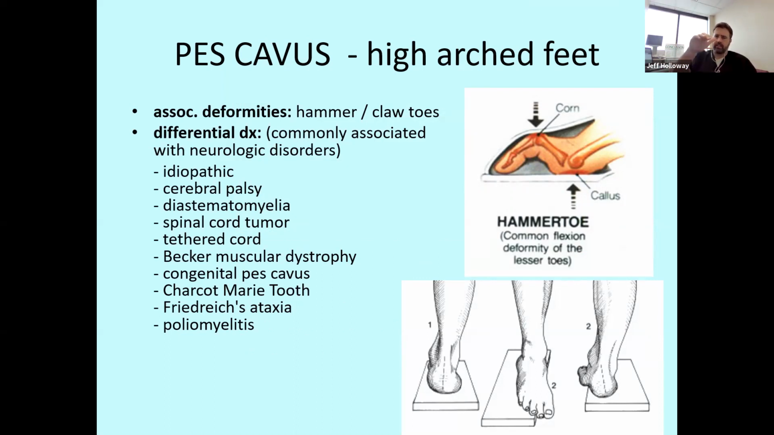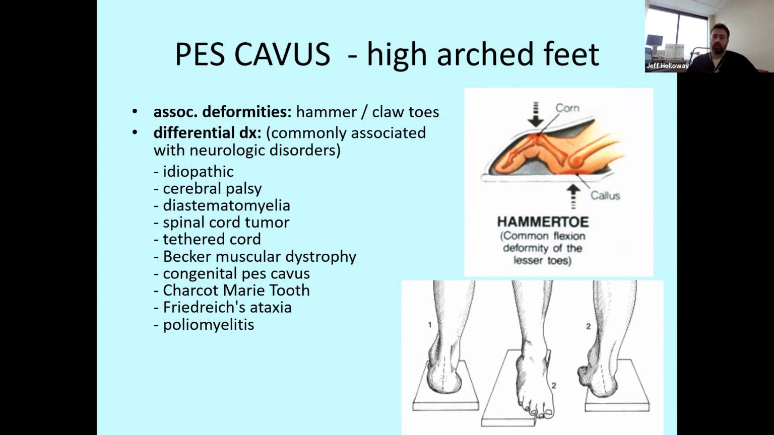If you're really wondering, is this really arched high, or does it just look high because he's skinny? Those sorts of things. So you can use something like that to look at how the ankle is moving. But once you have that, obviously idiopathic, but that's where cerebral palsy, tethered cord, and muscular dystrophies come into play.